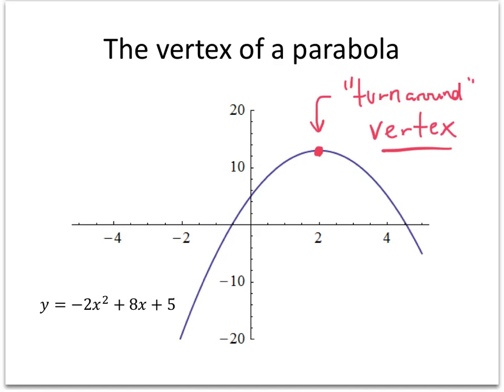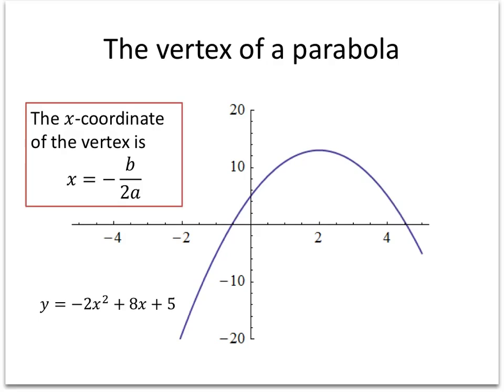So how do we find that? We're going to see when we do some applications that it's very useful to know where that point is. Well, it turns out that the x-coordinate of the vertex is at x equals negative b over 2a, where again a, b, and c are the coefficients of this quadratic function. So let's find out where the vertex is for this quadratic function that we're looking at. Where is this point right here?